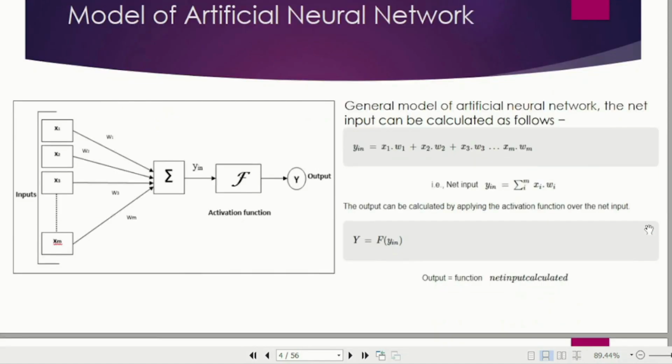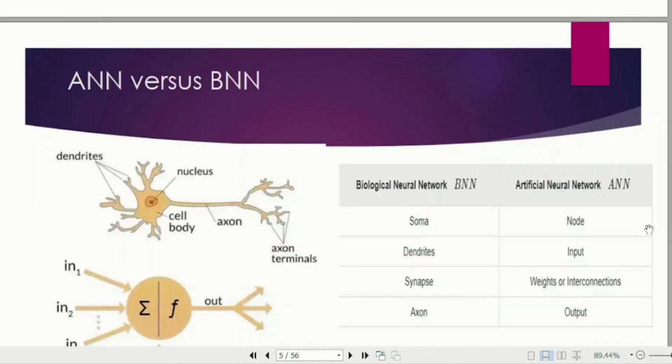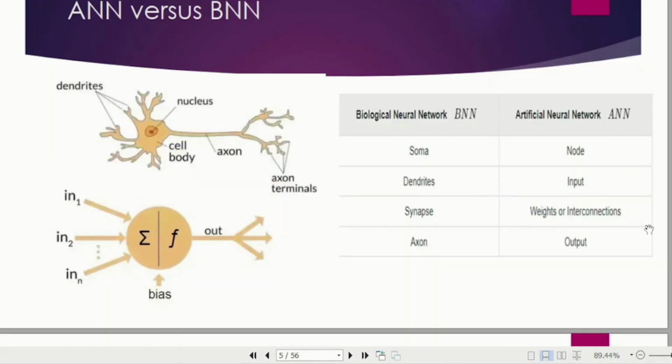Moving forward, now we will discuss artificial neural network versus biological neural network. Basically, they are similar. We are taking the concept of our biological neurons, how they work, how the human body system works.